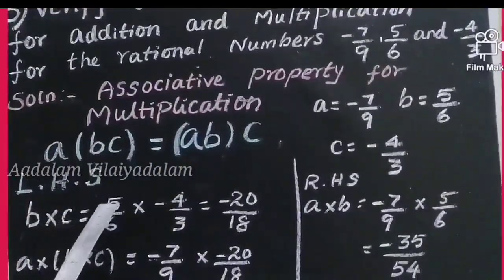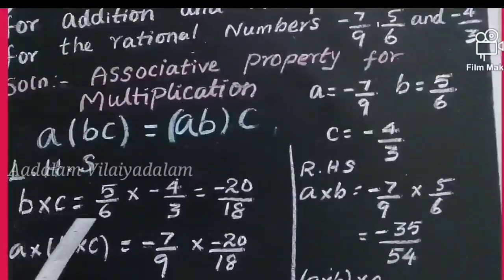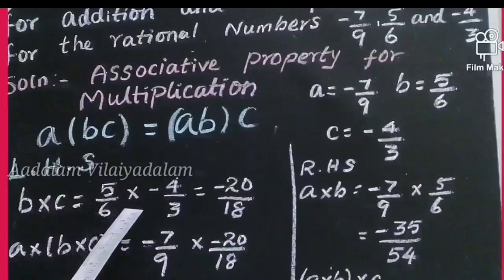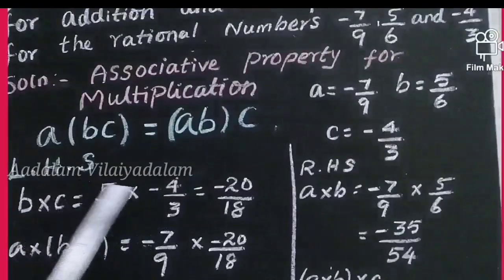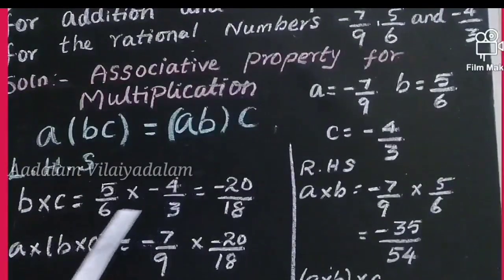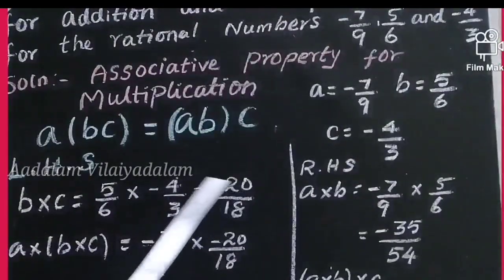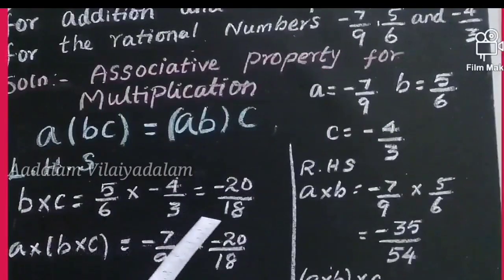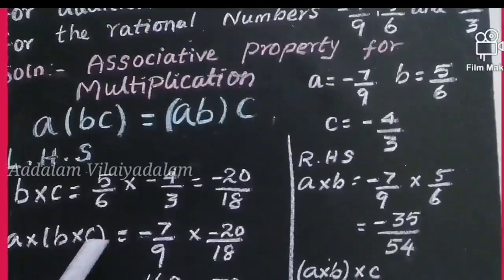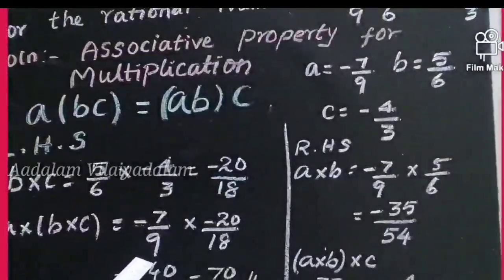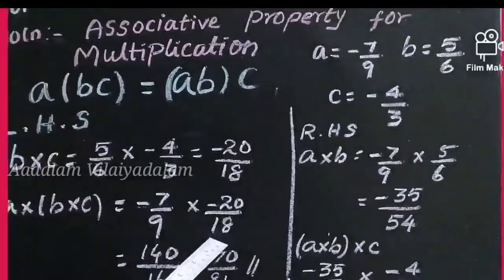First, we have to find the LHS value A into B into C. Here, B value is 5 by 6 into C value minus 4 by 3. So, multiplication, here cancellation is not possible. Just you multiply the numerator value and denominator value. Plus into minus, minus 5 4s are 20 divided by 6 3s are 18. Next, we have to find A into B into C. Here, the A value is minus 7 by 9. B into C, already find the answer, minus 20 divided by 18.